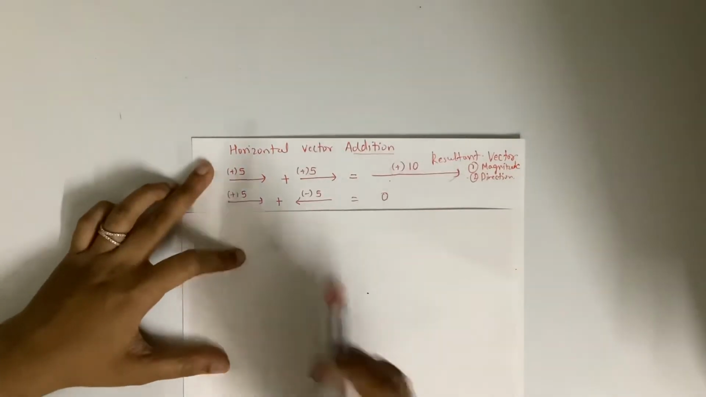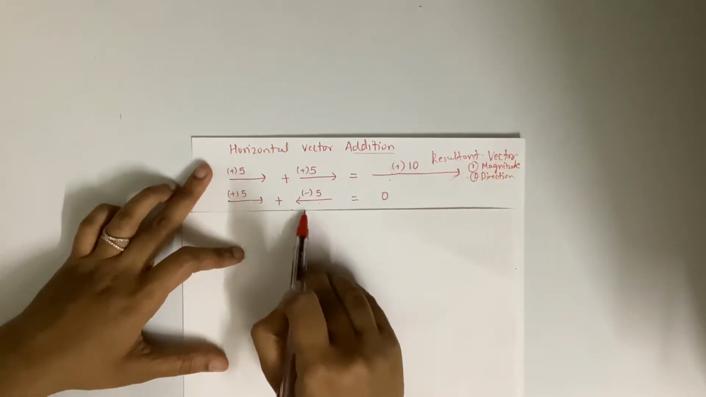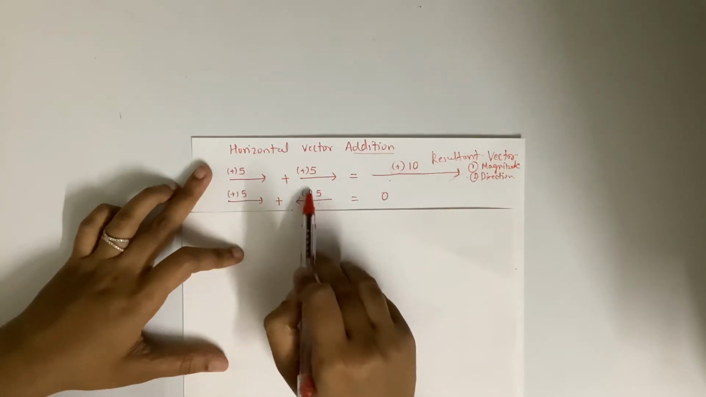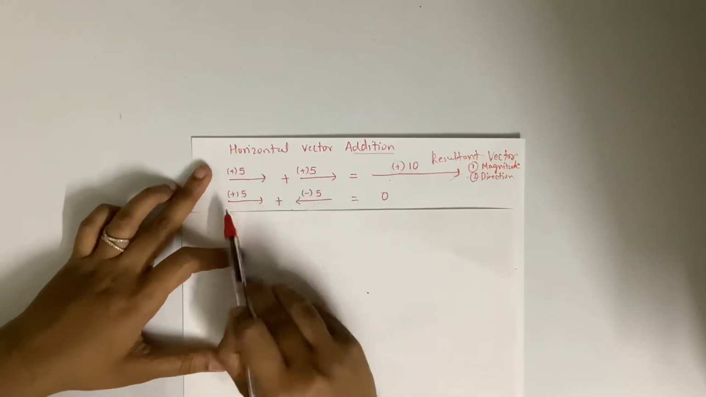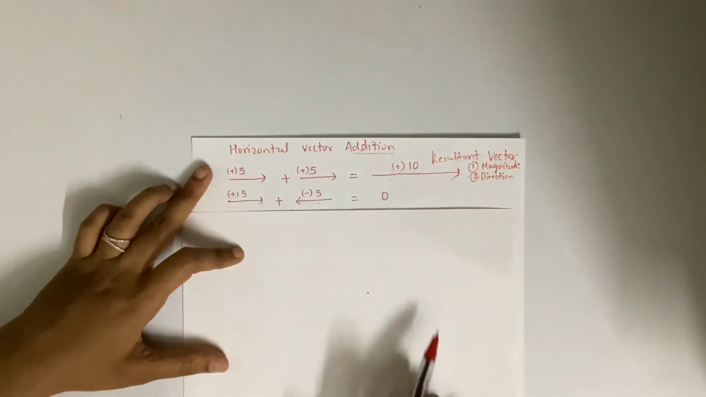Then the next example: one vector is pointing towards the right and the other vector is pointing towards the left. When it is pointing towards the right, we take a plus sign, and when it is pointing towards the left, we take a minus sign. So plus 5 minus 5 will give you 0, and that's why we do not have any vector over here.